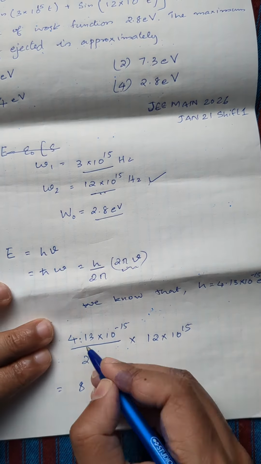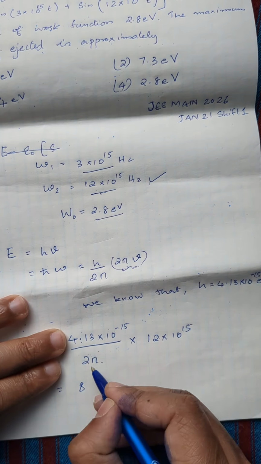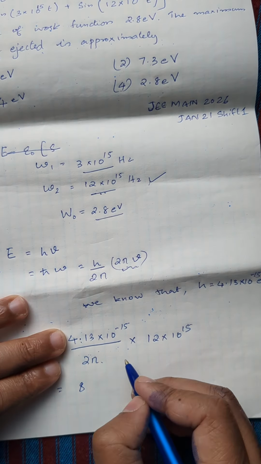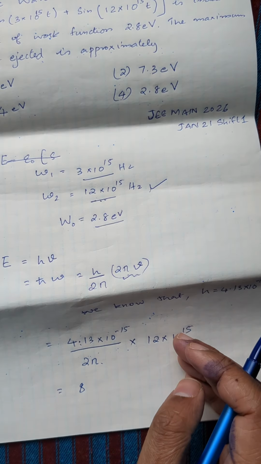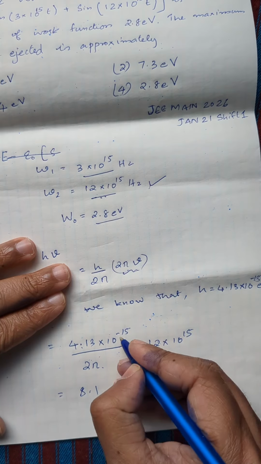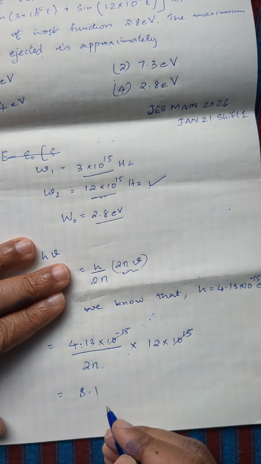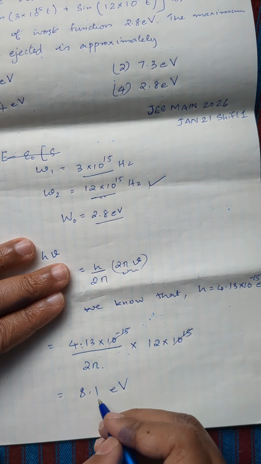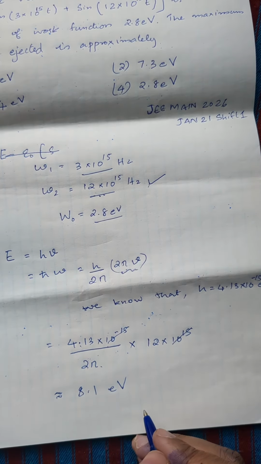so this one into this one will give you almost 50, and 50 divided by 2 into 3.14, which is 6.28. So 50 divided by 6.28, you will get 8 point something, so 8.1. And 10 raised to minus 15 and 10 raised to 15 get cancelled, leaving electron volt, approximately 8.1 electron volt.